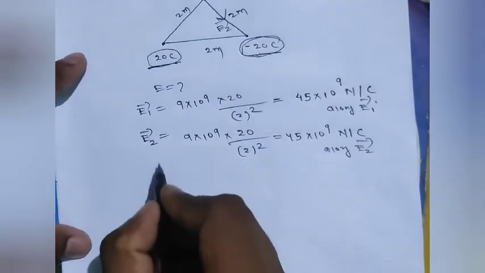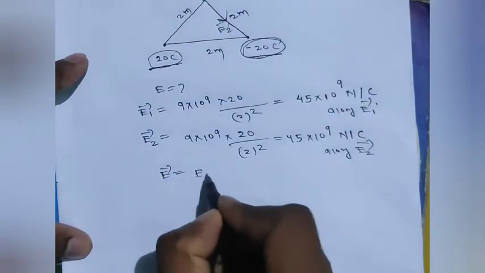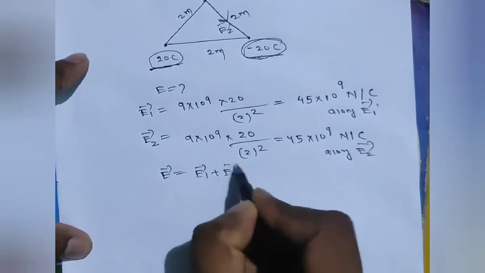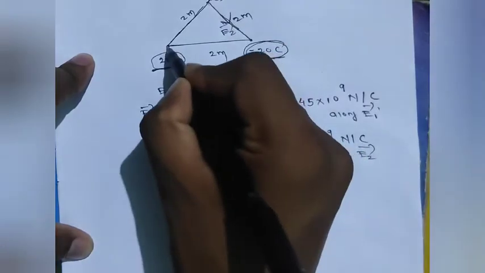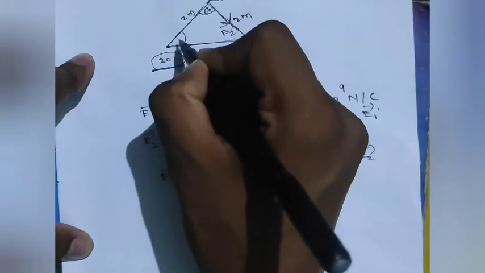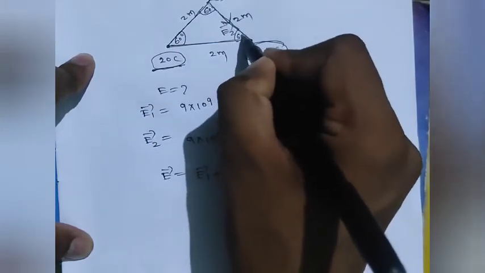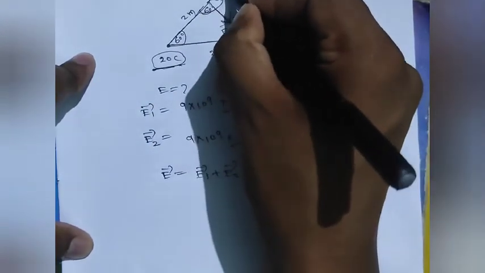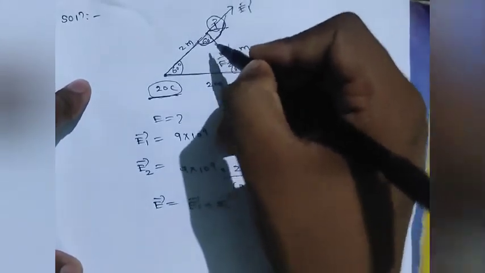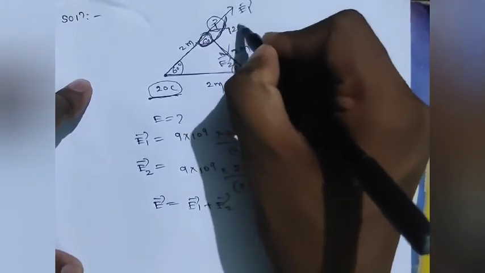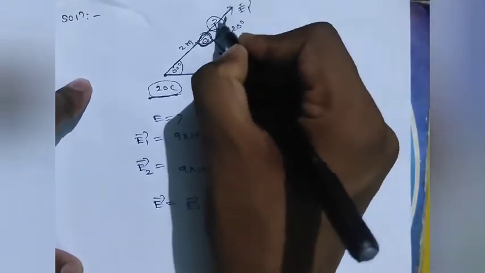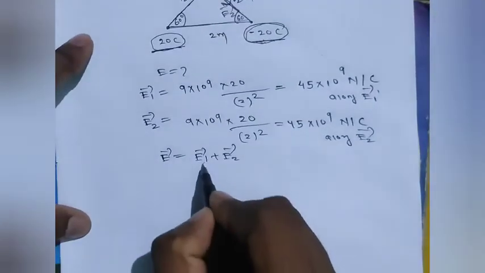Now the net electric field at point P is the vector sum of the E1 vector and E2 vector. See, this is 2 meter, this is 2 meter, this is 2 meter. So this is an equilateral triangle. So this angle will be what? 60 degree. This will be 60 degree, this will be 60 degree. So the total is 180 degree, but this angle is 60 degree, so the remaining angle is 120 degree. So the angle between the E1 and E2 vectors is how much?